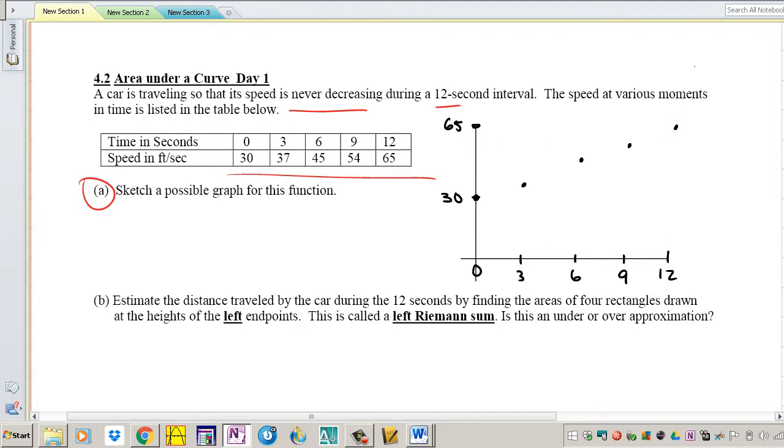And because this part says it's never decreasing, that means we could possibly have a concave up curve. Now that was a terrible curve, but pretend it's concave up.